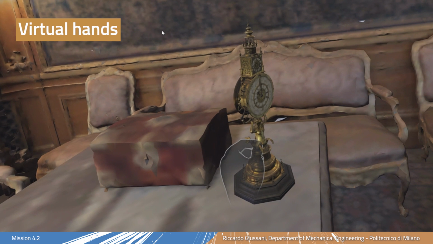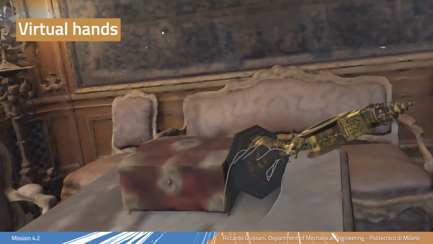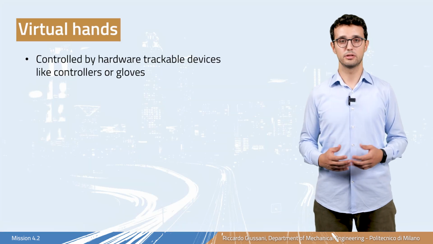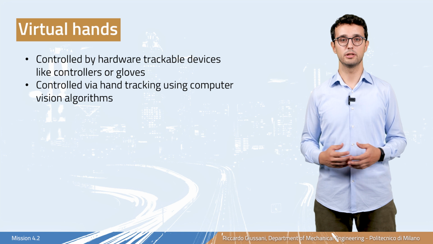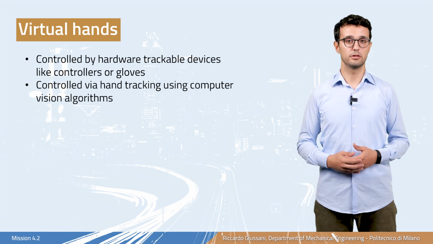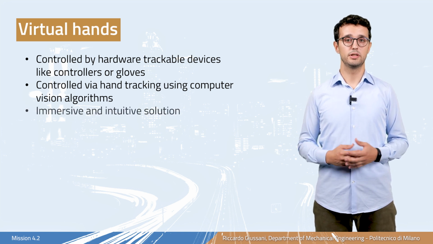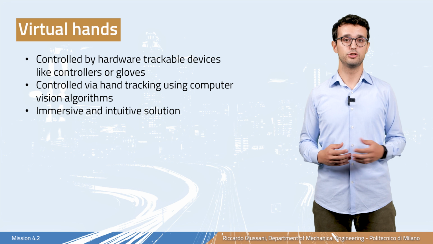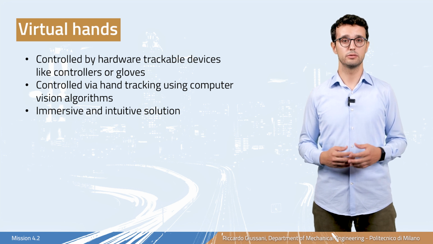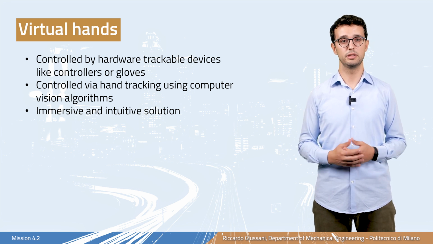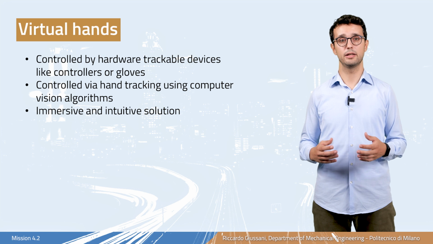The next user-related issue is the interaction with the environment, and again, we have different options. The most user-friendly solution is through the use of virtual hands. Virtual hands can be either controlled by hardware-trackable devices, like controllers or gloves, or via hand tracking, using computer vision algorithms. They provide an immersive and intuitive solution that is generally adopted when the aim is to make the user free to explore the XR environment and reach for any object in it.